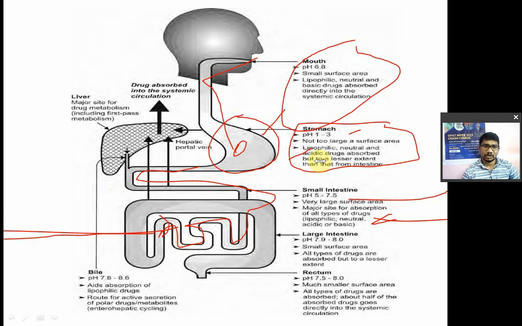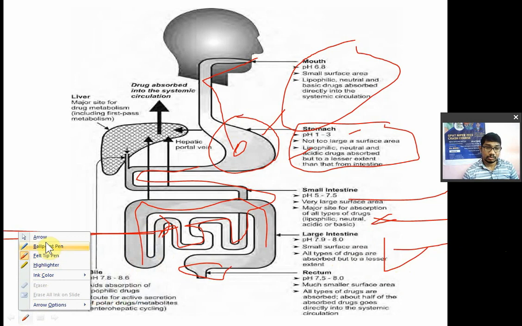Now let's move to the large intestine. You can see over here, this is the large intestine. After the small intestine comes the ascending colon, then the sigmoid colon, and this part is known as the rectum. The large intestine has a pH of 7.9 to 8. So it has a basic pH, and it offers only a small surface area. Again, most of the absorption will not occur from the large intestine. Most of the drug absorption takes place through the small intestine, because the small intestine gives a huge surface area for absorption, and that is why most of the drugs will be absorbed from the small intestine.